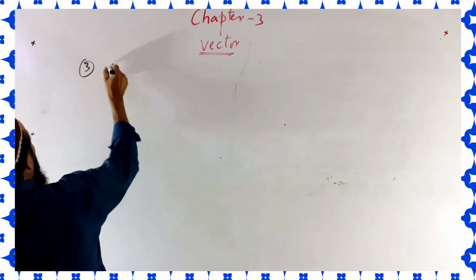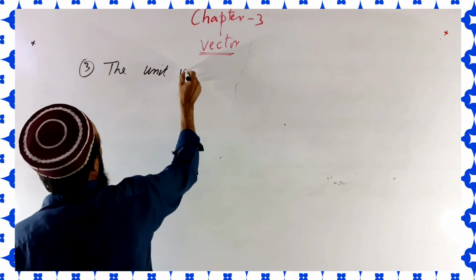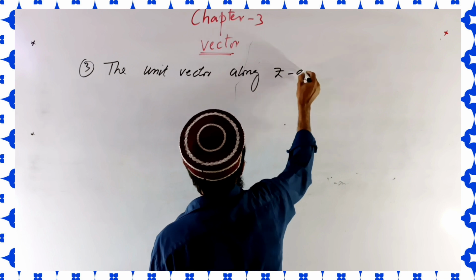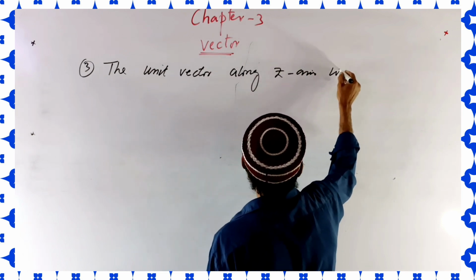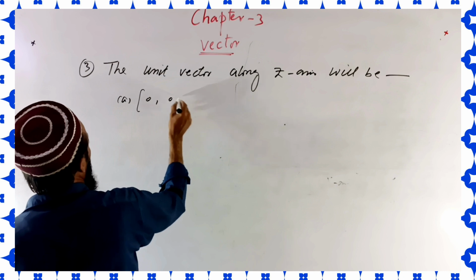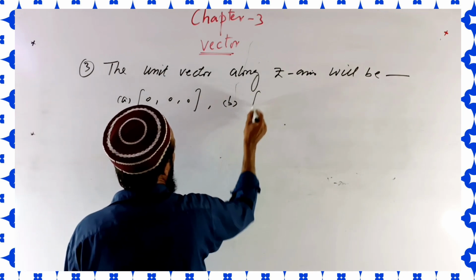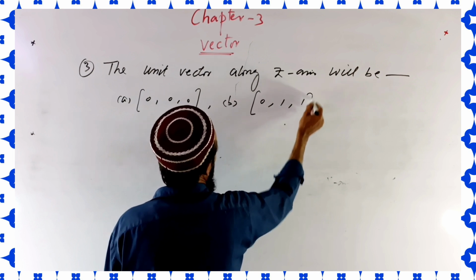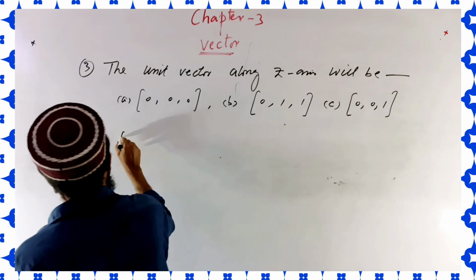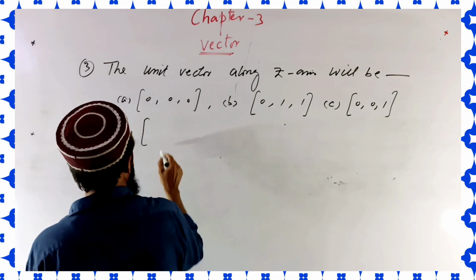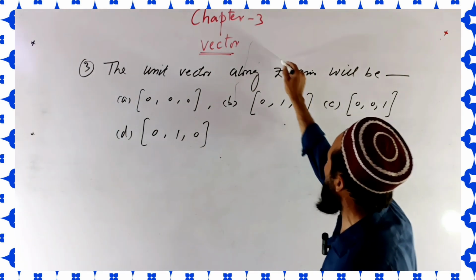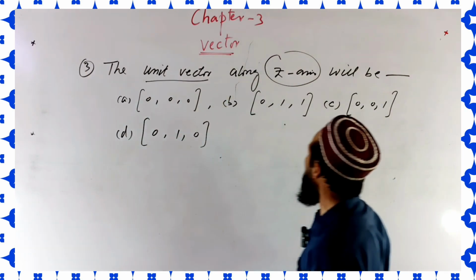For the unit vector along z-axis, the correct answer will be along the direction of the unit vector.